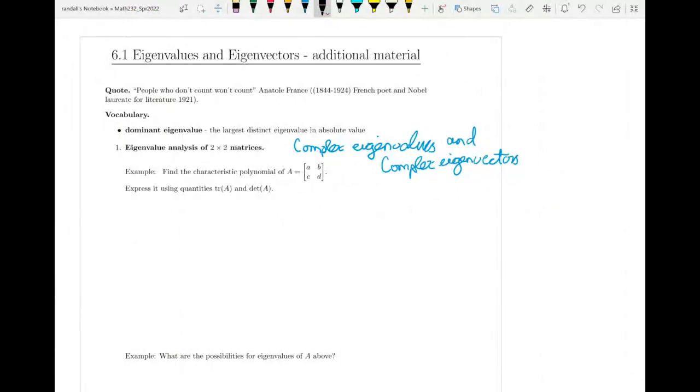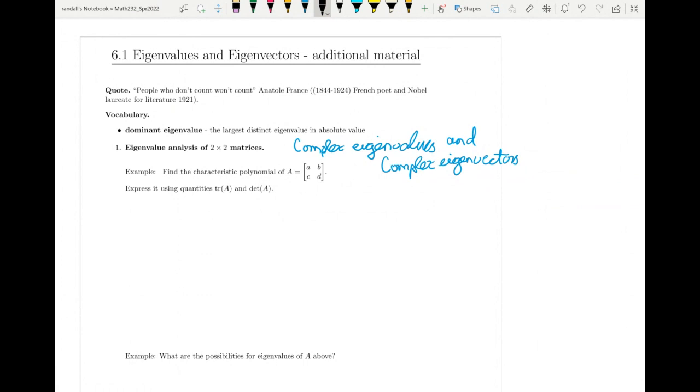So this time we're going to introduce two new concepts. One is the dominant eigenvalue of a matrix. This would be the largest eigenvalue. We'll also study briefly complex eigenvalues and complex eigenvectors in the context of 2x2 matrices.